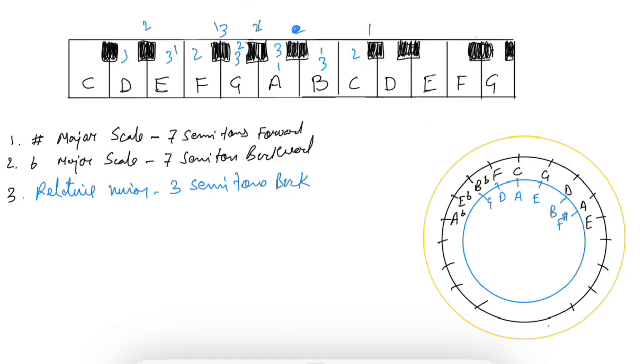Now if you go back from E flat, 1, 2 and 3, this will be your C minor. Now if you go from E, you go 1, 2, 3, so this will be your C sharp relative minor. And if you go from A flat, you get 1, 2 and 3, you get your F minor. So that is how you find your relative minors, by moving 3 semitones back. Okay, I hope this is easy and understandable.